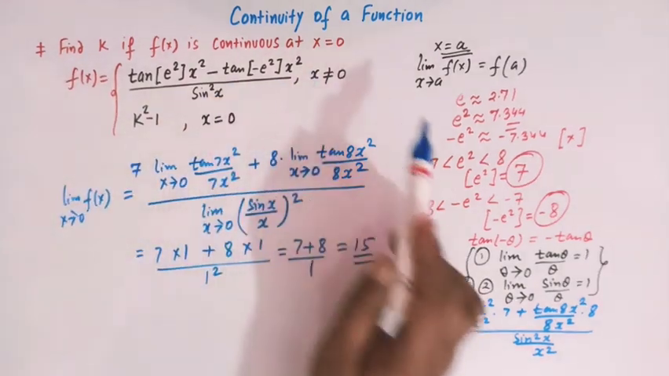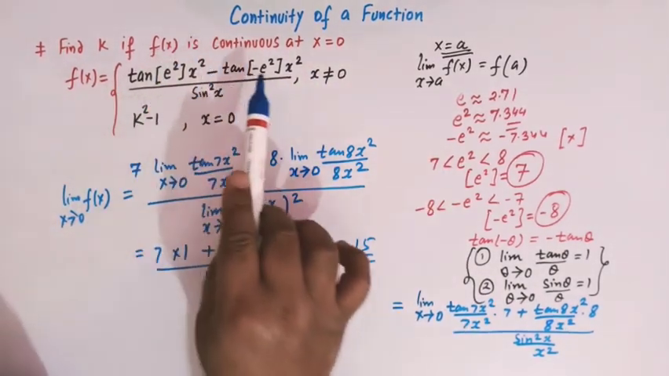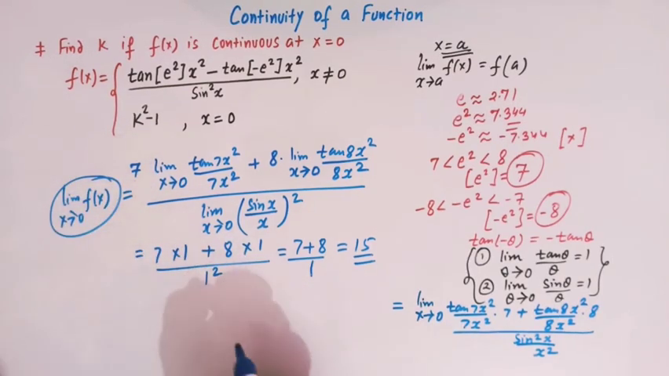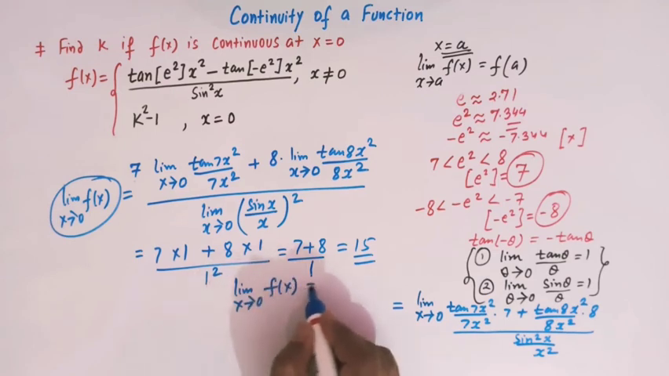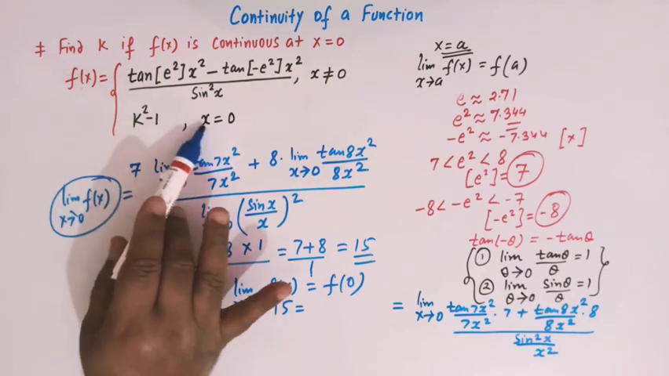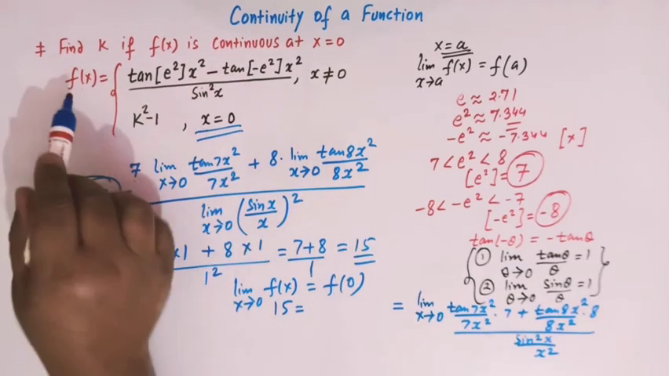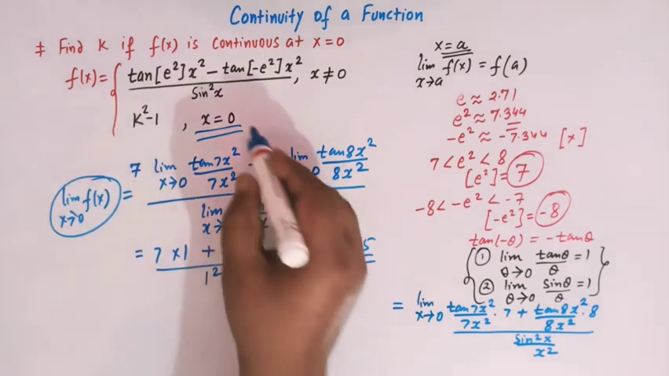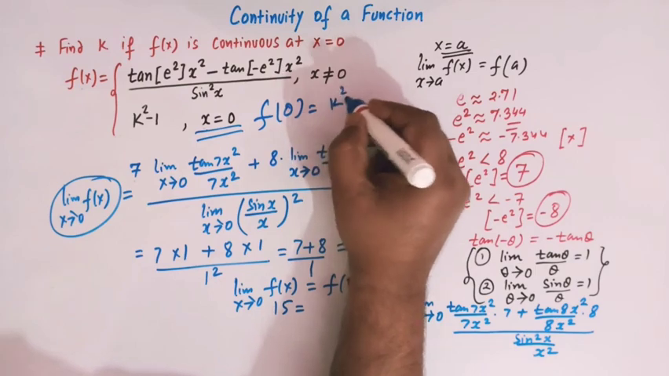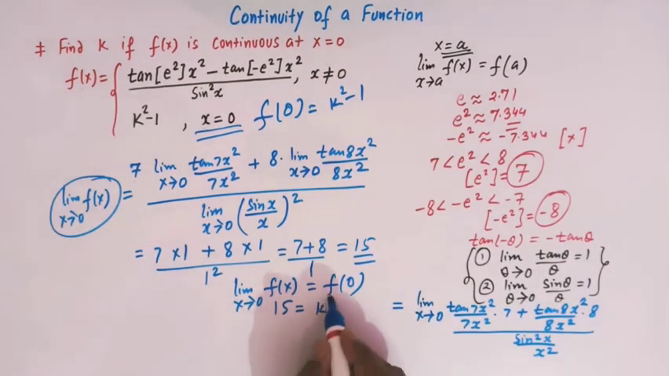And we know that a function is said to be continuous at x is equal to 0 when this limit, that is the limit x tends to 0, f of x should be equal to f of 0, right? And this limit is equal to 15, and here f of 0 is given by k. Here we have x is 0 when f of x is k square minus 1. So f of 0 is equal to k square minus 1. So here we have k square minus 1.